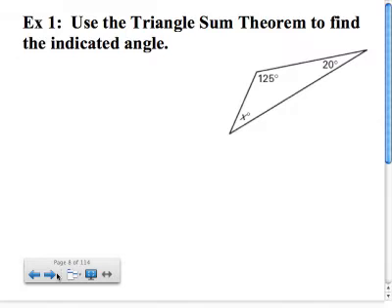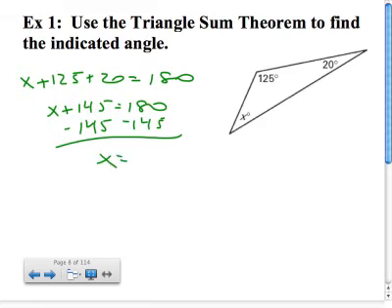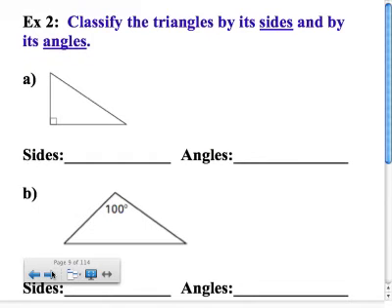So example 1 here says use the triangle sum theorem to find the indicated angle. So x, 125, and 20 all add up to equal 180. So x plus 145 equals 180. Subtracting 145 from both sides tells you that the value of x here has to be 35. Okay, so set up your equation using the triangle sum theorem and then utilize basic algebra skills to solve the equation.